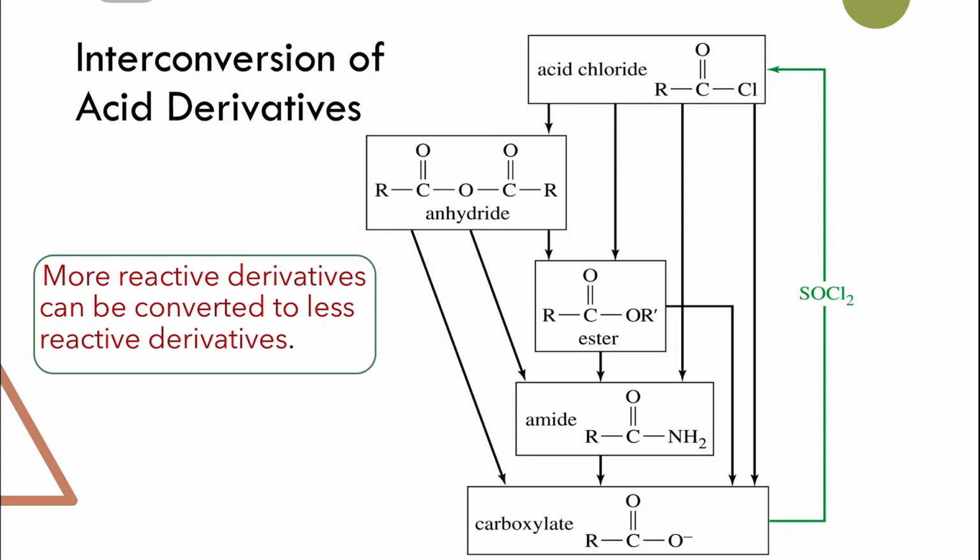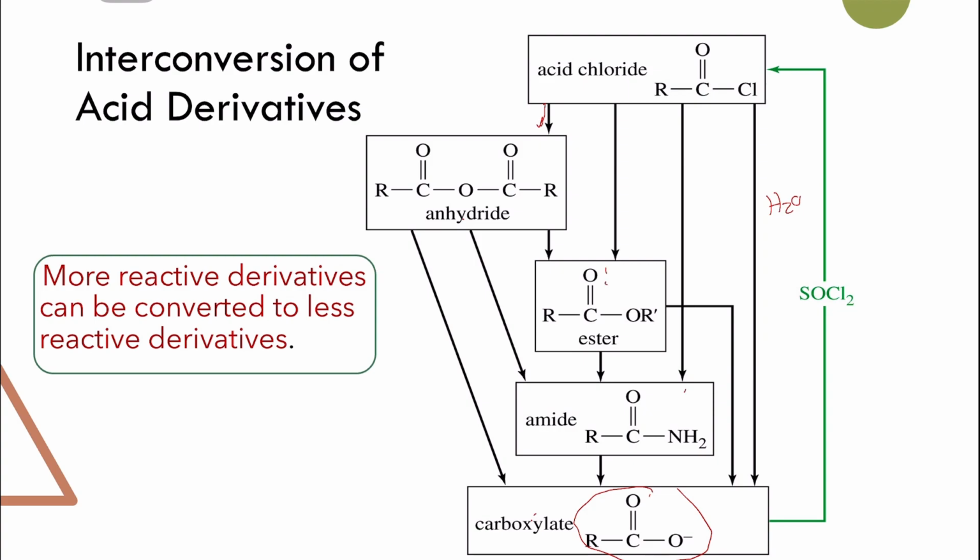The acid chloride can be converted into carboxylate or carboxylic acid. This is by reaction with water, or hydrolysis, so it can easily give you carboxylate. And we talked before about how acid chlorides are very, very reactive, and we should avoid as much as possible having water with acid chloride, because it will react very quickly with water to give you the carboxylic acid. Also, we can convert acid chloride to anhydride, or to ester, or to amide.